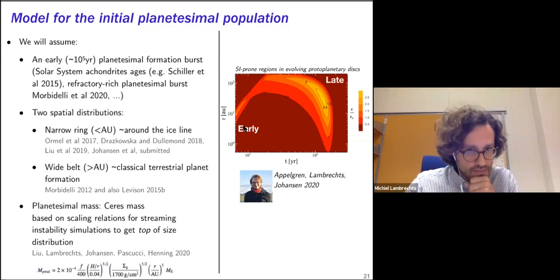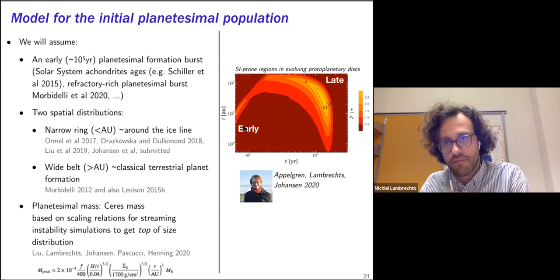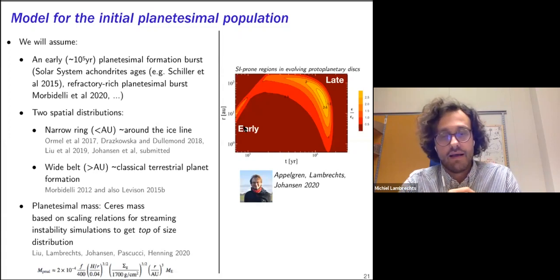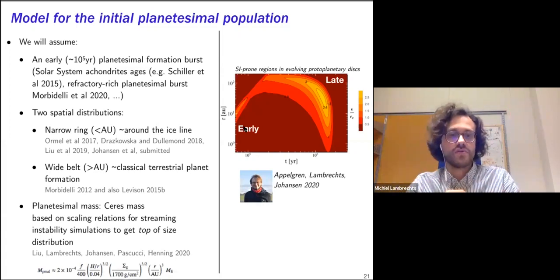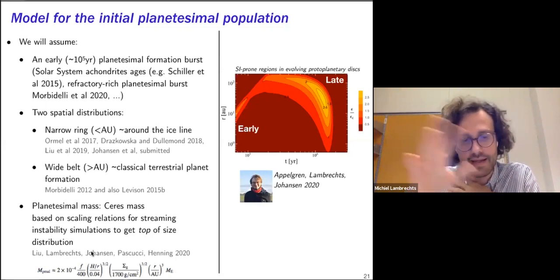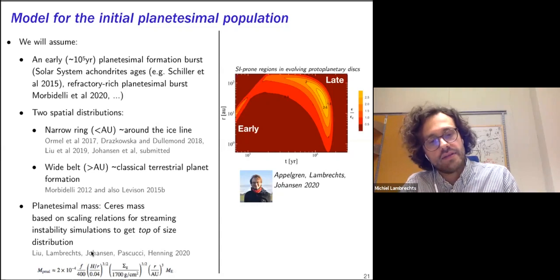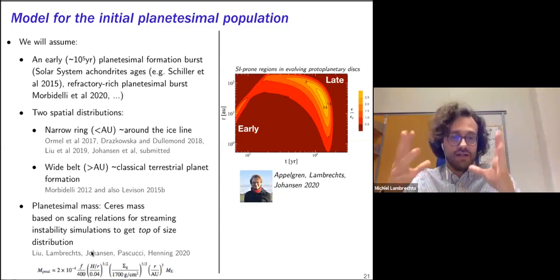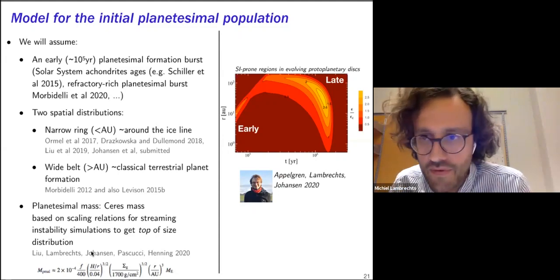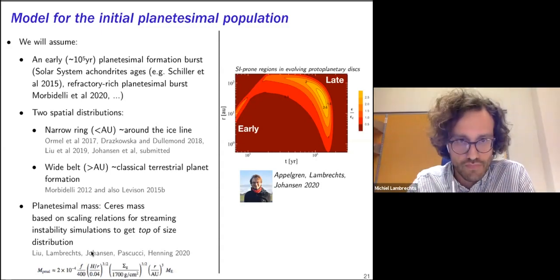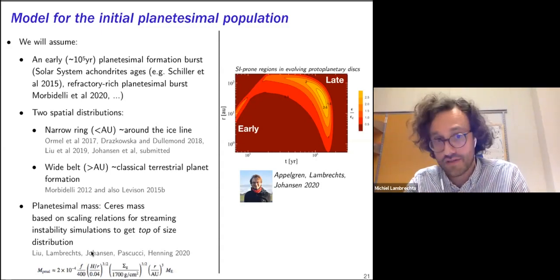Then for the initial planetesimal masses, for now we're going to keep it simple, and we're just going to say that they are Ceres-mass. This is based on scaling relations for the streaming instability simulations to get the top of the size distribution. In a paper by Liu, we explored how exactly to transform these typically numerical results in code units back to real units. It turns out a Ceres-mass object is what one could expect at the top end of the distribution. So this is what our initial conditions are going to be like.